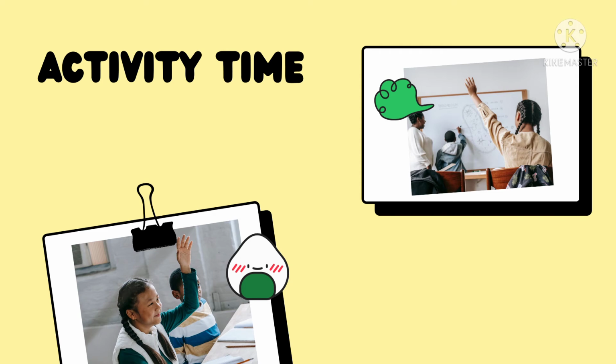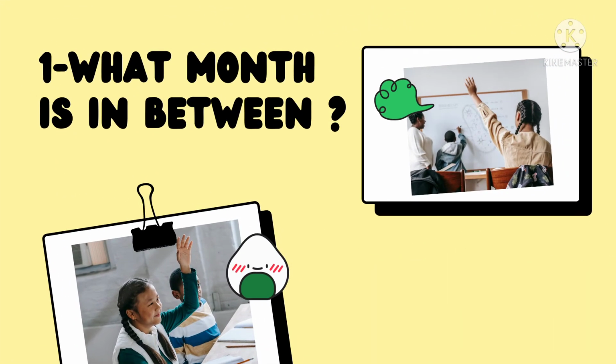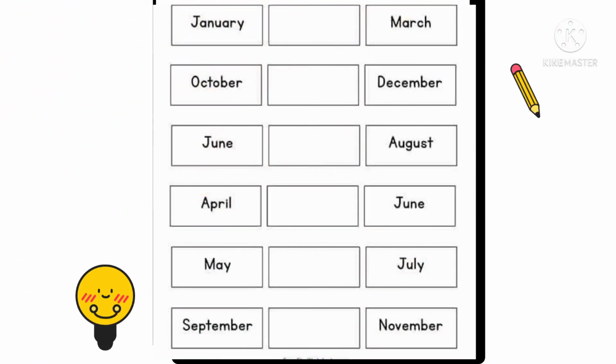Let's practice now. Take your copybooks and answer the questions. Question number 1. What month is in between? January, March. October, December. June, August. April, June. May, July. September, November. Please make a pause to answer this question.